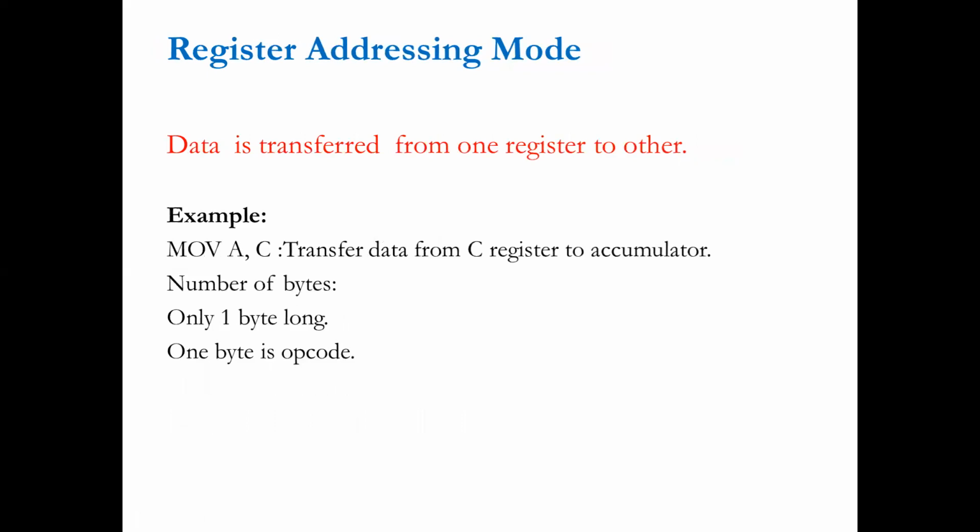Then register addressing mode. Data is transferred from one register to another register. MOV A, C: move the content of the C register to the accumulator. This is a 1-byte instruction. The 1 byte is the opcode.